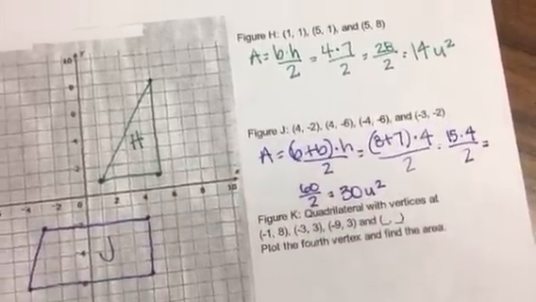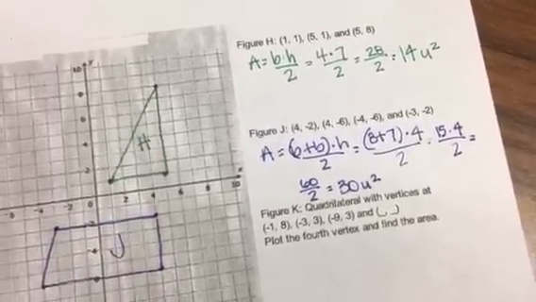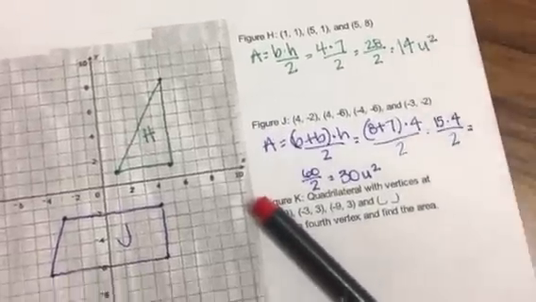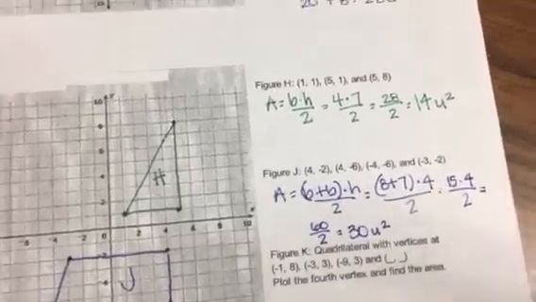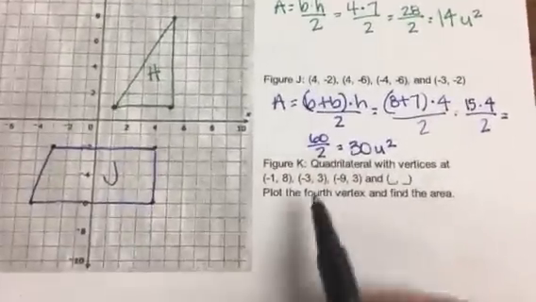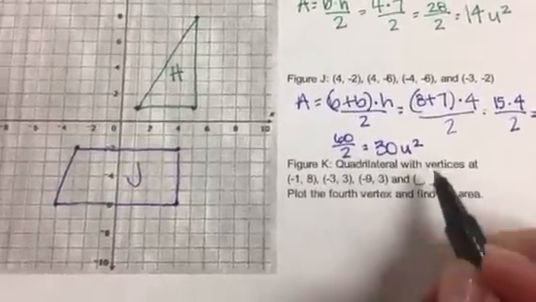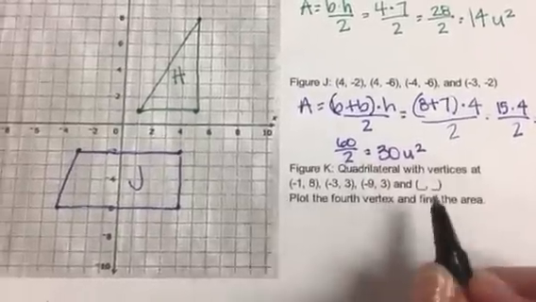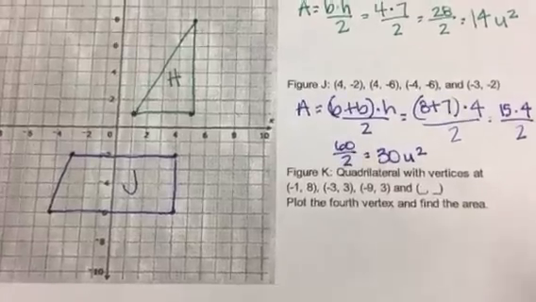Now the last one, I want you to use a different color for it as well, and the last one I'm going to do probably in a red, so you can choose whatever color you want. The last one is a little bit different. It gives you some information, but you have some missing information. So it says there's a quadrilateral, which means 4-sided, and you have 3 of the vertices, and then you notice there's a blank. So your job is to figure out what would that 4th vertex be, and then find the area.